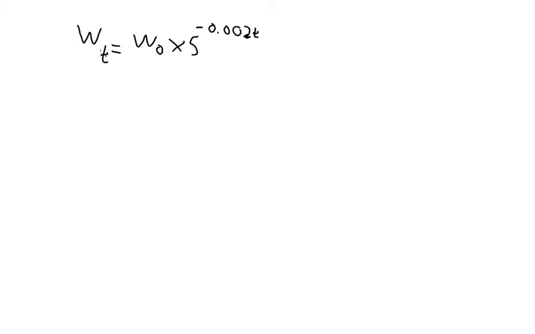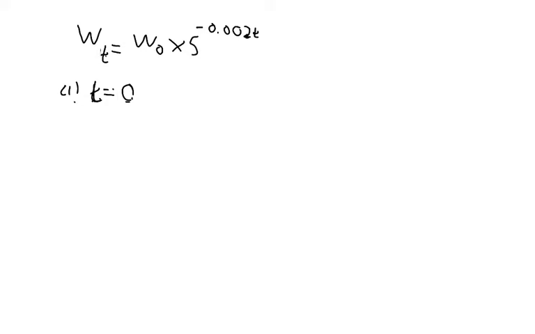In this video, we're going to be looking at a radioactive substance that decays using the formula W_t is equal to W_0 times 5 to the power of negative 0.002t. So we're going to find the initial mass. Now, initial means the beginning, the start. So initial means when t equals 0.